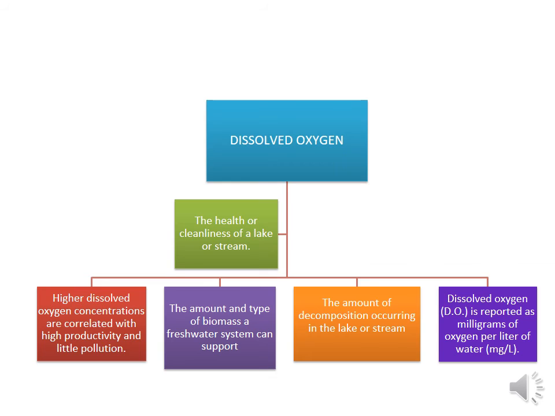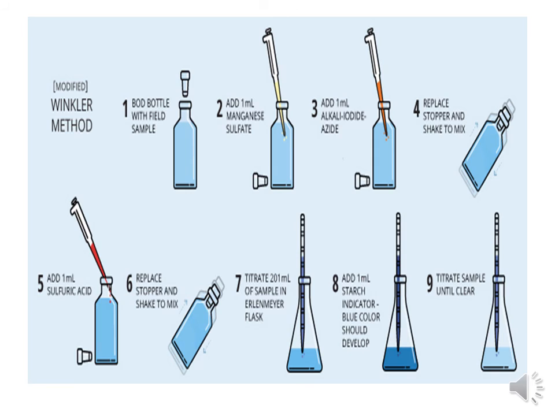So what is dissolved oxygen? Dissolved oxygen in our water reservoir tells us about the health or cleanliness of the lake or a stream. Higher dissolved oxygen concentrations are correlated with high productivity and low pollution of the reservoirs, and indicate the amount and type of biomass which a freshwater system can support, and the amount of decomposition occurring in the lake or stream. Dissolved oxygen is measured as milligrams of oxygen per liter of water, which is mg per liter. So this is a pictorial demonstration of the process.